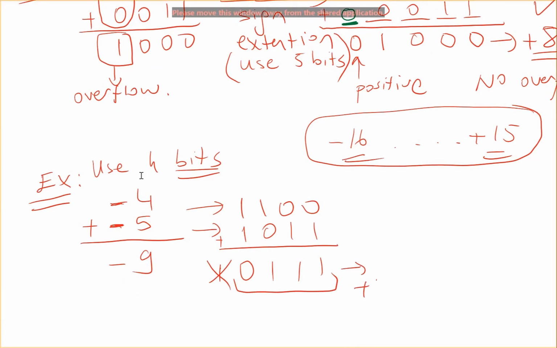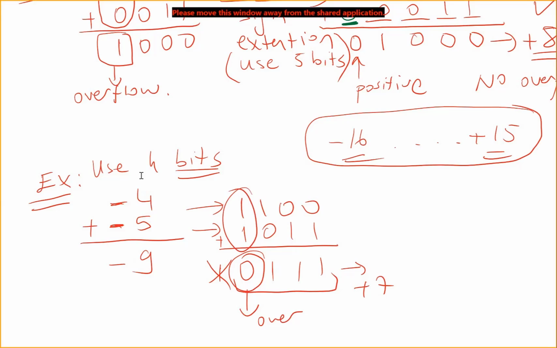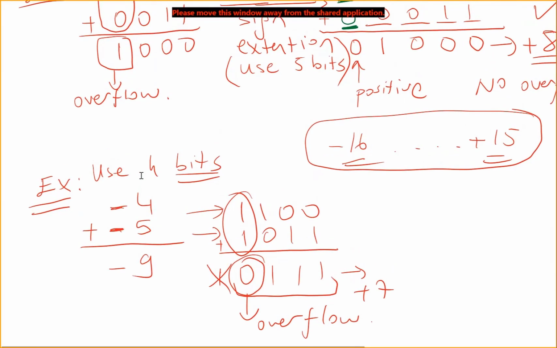So this is plus 7, which is wrong, right? I had overflow because I had 2 negative numbers, but the result is positive. So this is an overflow. To correct this, I will be doing sign extension, right?